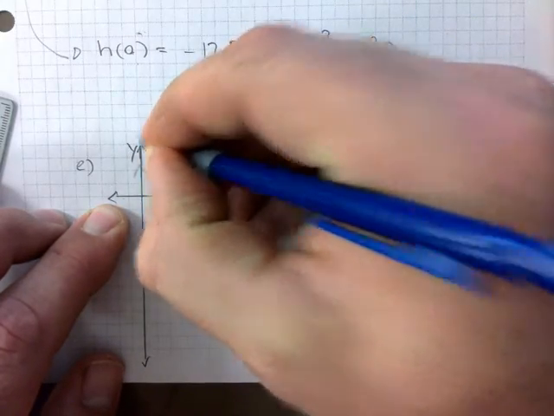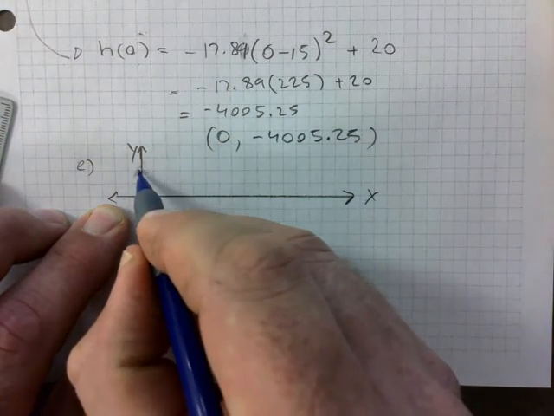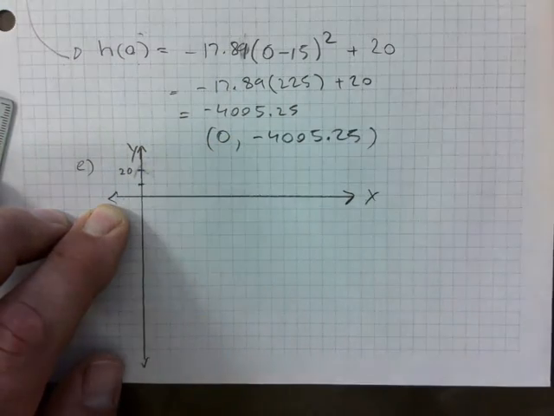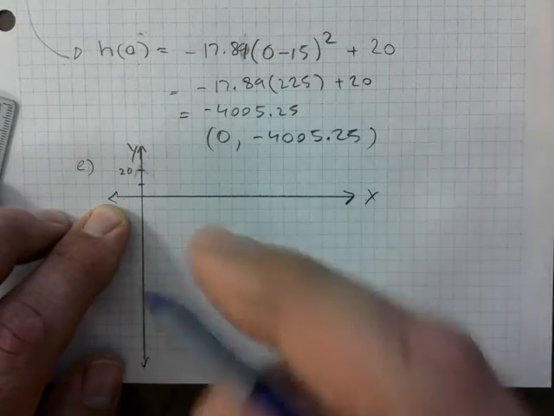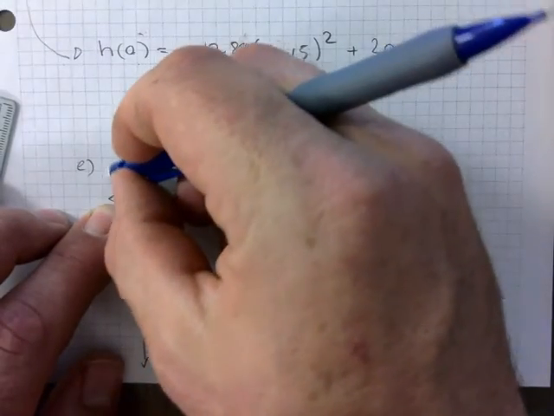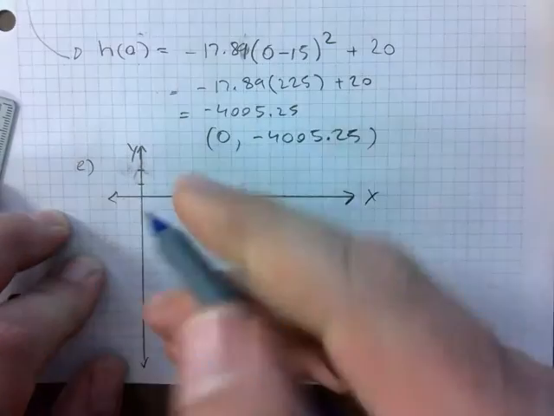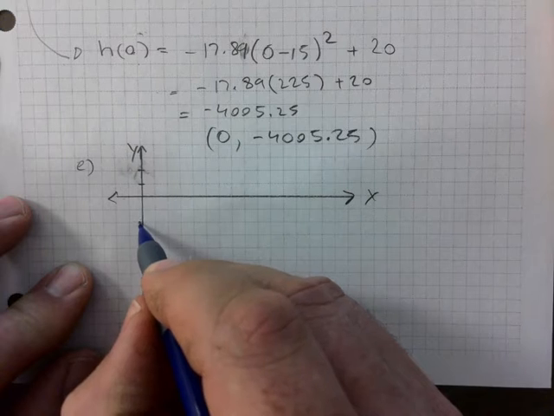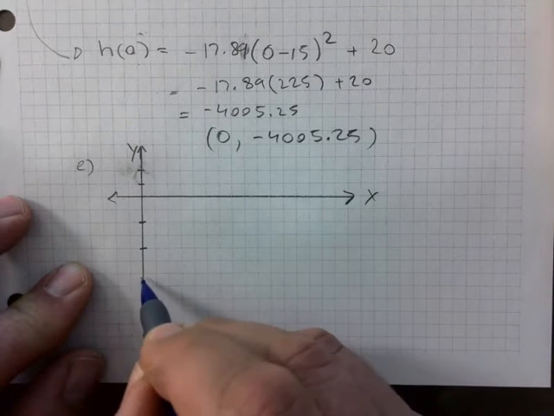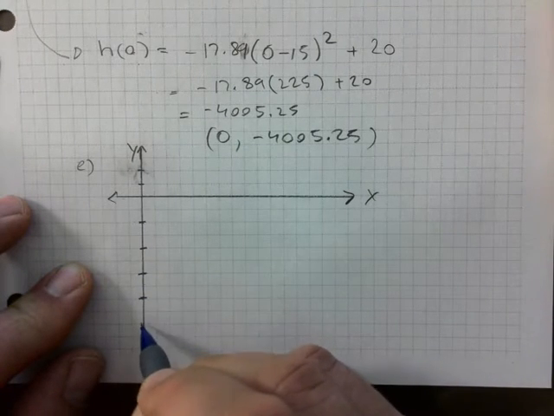A little longer, and that's okay, right? So this will be 10. This will be 20 for me, right? Because the vertex. Oh, then I'm in trouble though for the y scale. Sorry, I'm getting ahead of myself here. I need to make sure I get that negative 4,000 in here. So I'm going to go 1,000, 2,000, 3,000, 4,000, 5,000.